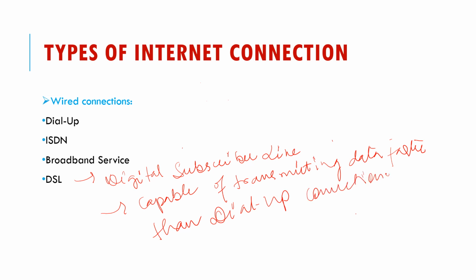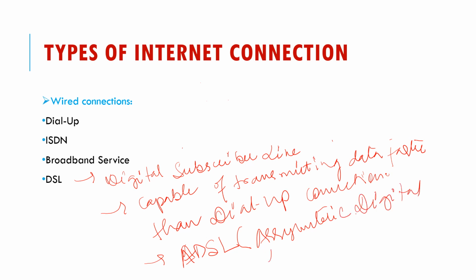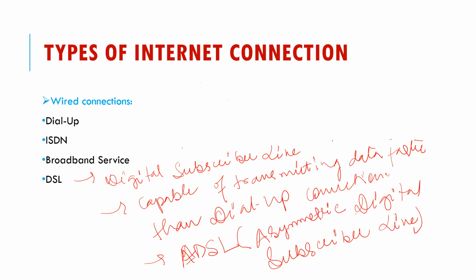The most popular version of DSL is the ADSL. ADSL, that is the Asymmetric Digital Subscriber Line. From your examination point of view, this abbreviation of ADSL is very important. Abbreviation of ISDN is important. So you can note it down, even abbreviation of DSL is important.